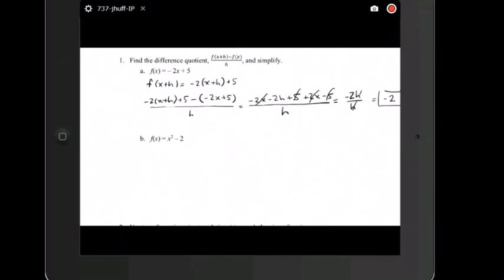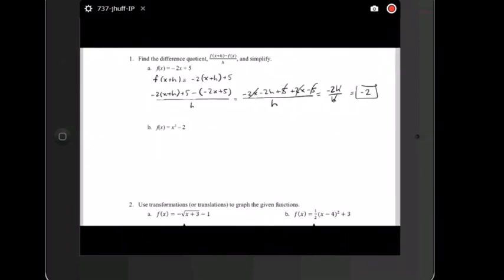Part B, very similar. I'm going to start by evaluating f of x plus h. So the function itself was x squared minus 2, so rather than x squared, it's input squared minus 2. Now the input is x plus h. I'm going to go ahead and simplify that. X plus h quantity squared is x squared plus 2xh plus h squared minus 2. So that's f of x plus h.